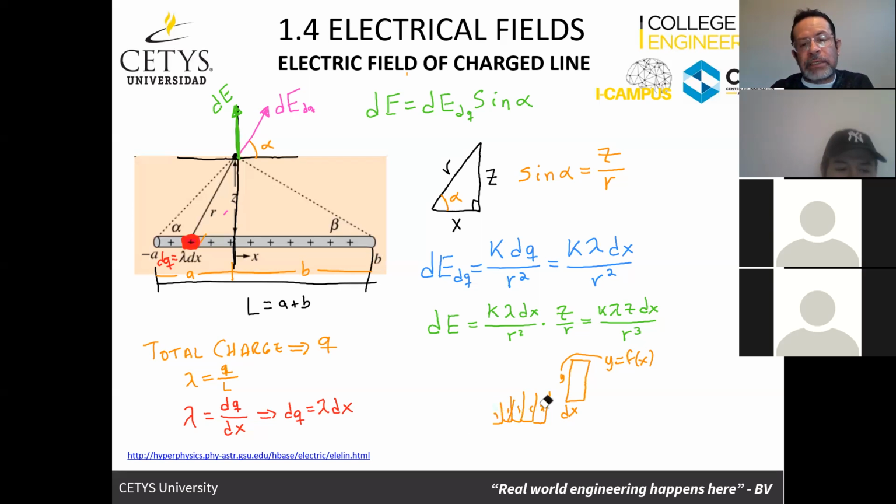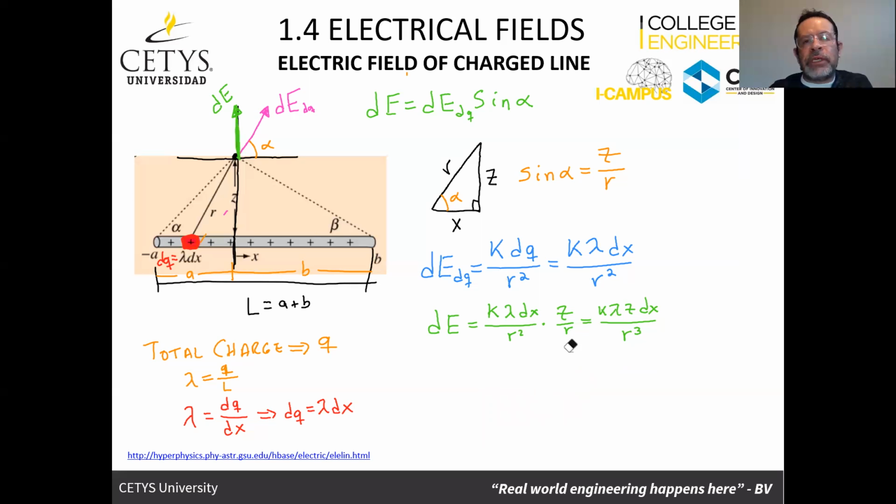And so I'm going to go back to the problem. I've already found here in green a mathematical expression that represents a very small part of the line that's considered to be a point charge and what the electrical field would be for this very small point of the line.